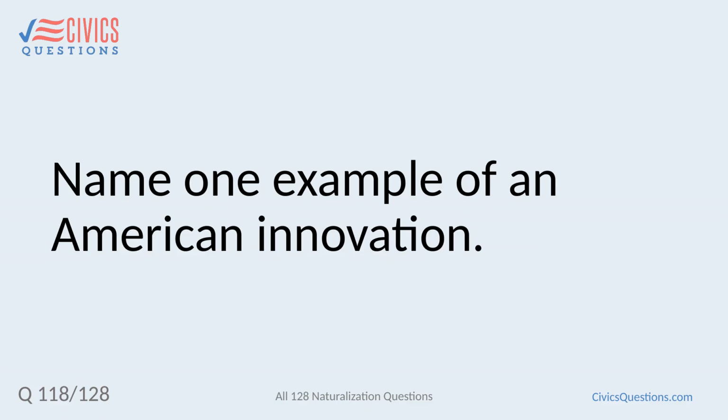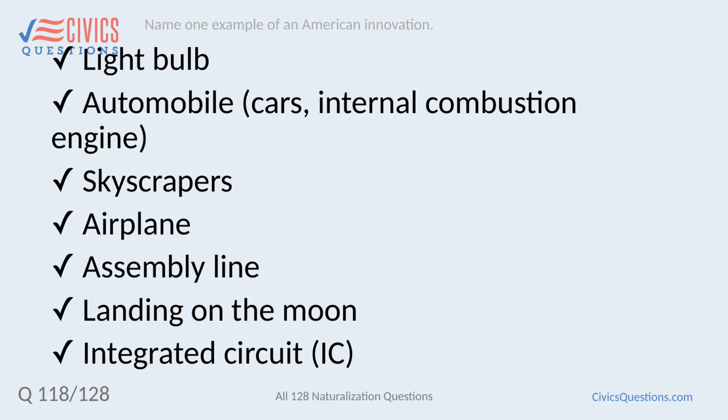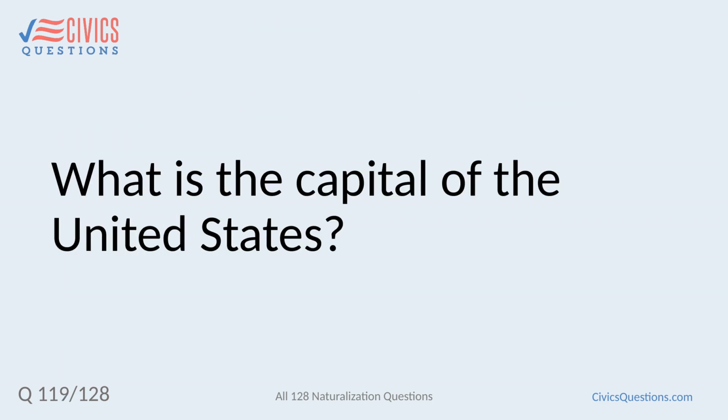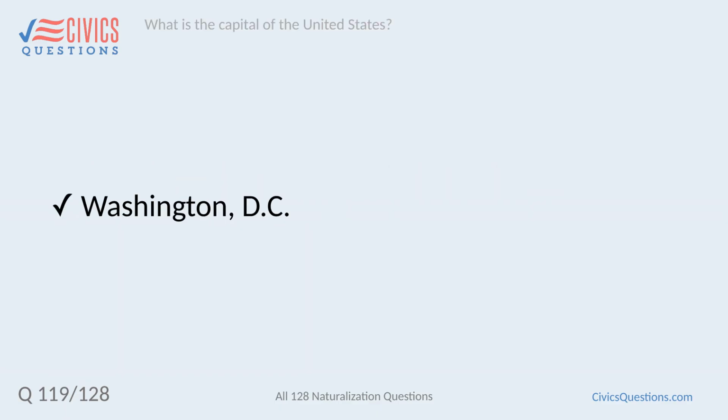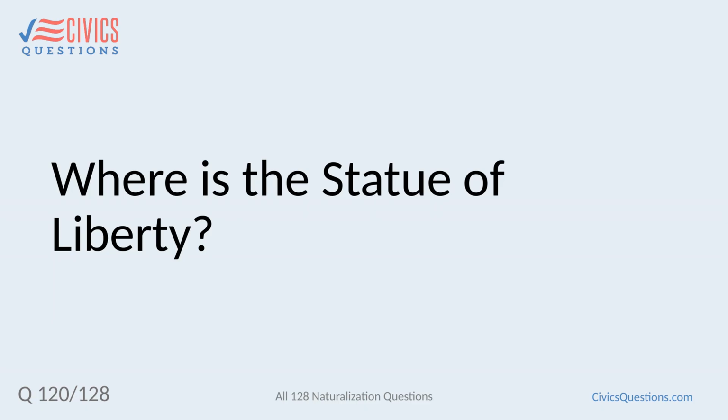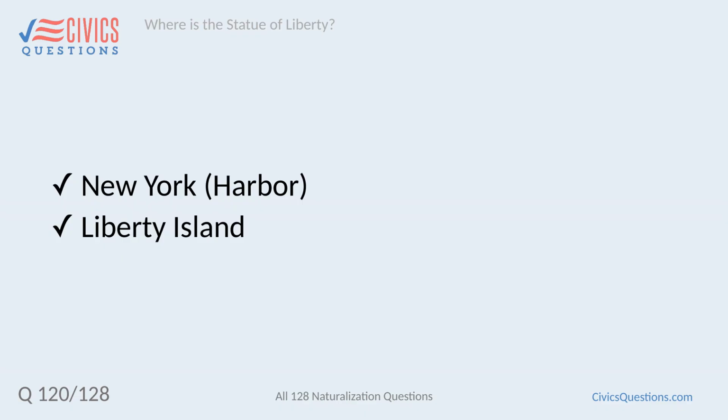Name one example of an American innovation. Light bulb, automobile, cars, internal combustion engine, skyscrapers, airplane, assembly line, landing on the moon, integrated circuit, IC. What is the capital of the United States? Washington, D.C. Where is the Statue of Liberty? New York Harbor, Liberty Island.